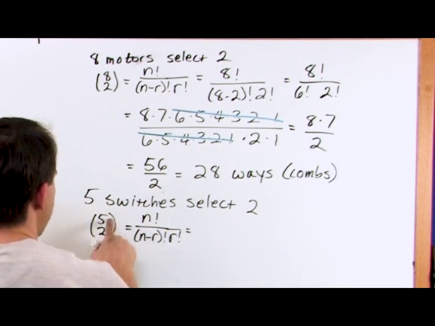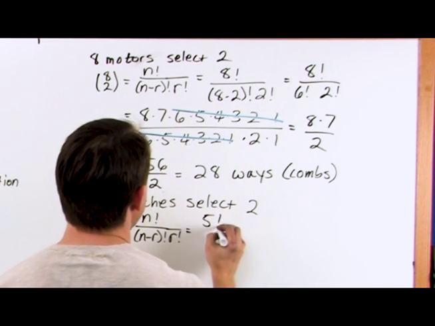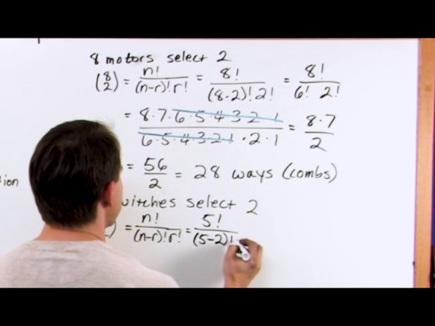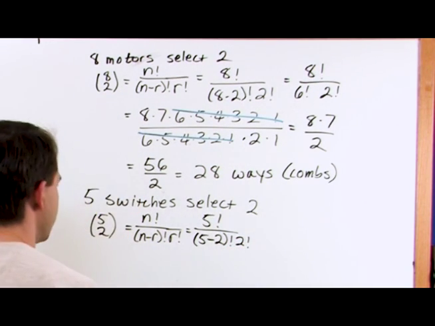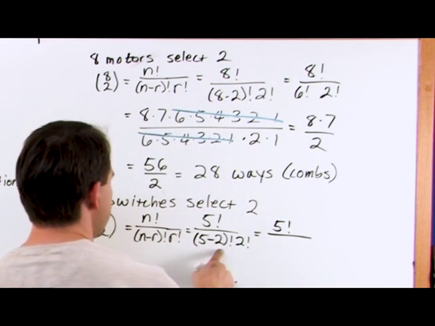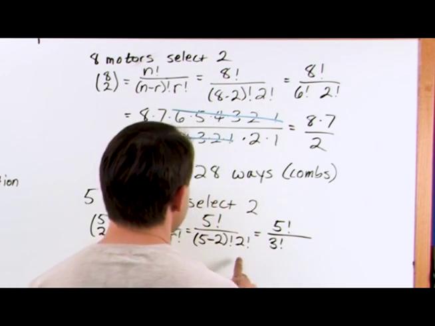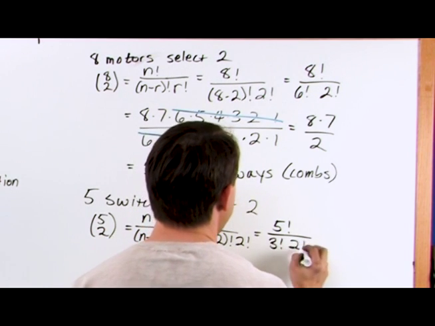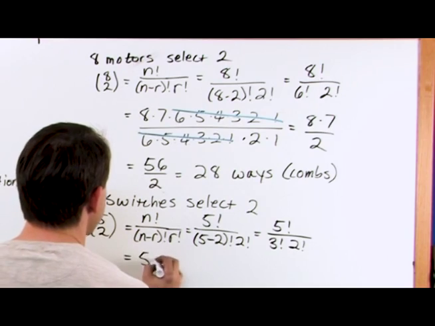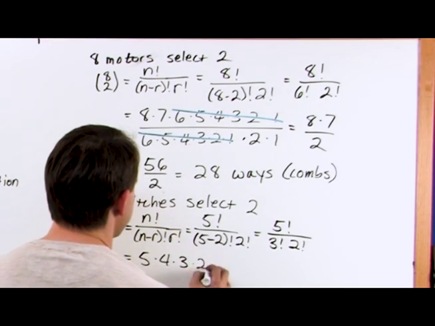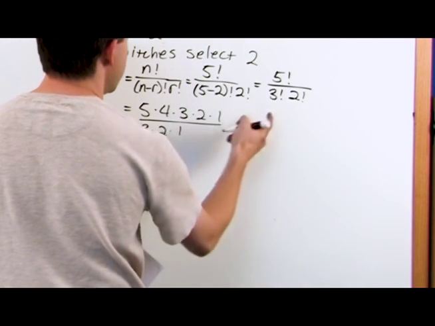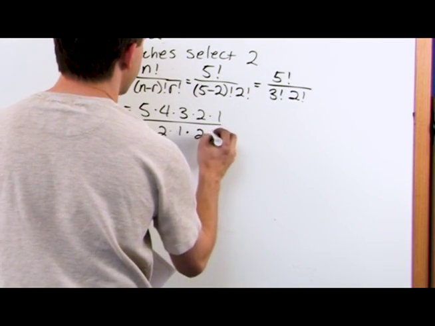And so n is 5 and r is 2. So you'll have 5 factorial over 5 minus 2 factorial times 2 factorial. Okay, so on the top, you'll have 5 factorial over 5 minus 2 is 3 factorial. And then here, you'll still have your 2 factorial. Okay? So really all you're going to have is 5 times 4 times 3 times 2 times 1. And on the bottom, 3 factorial is 3 times 2 times 1 times 2 factorial, 2 times 1.